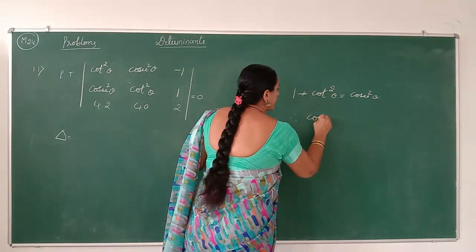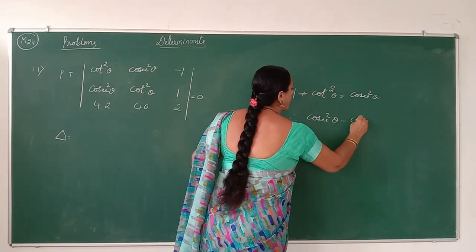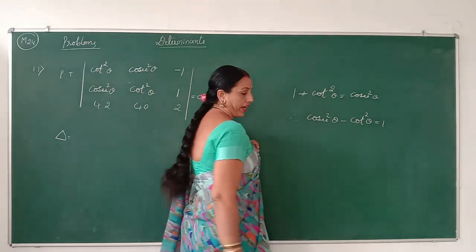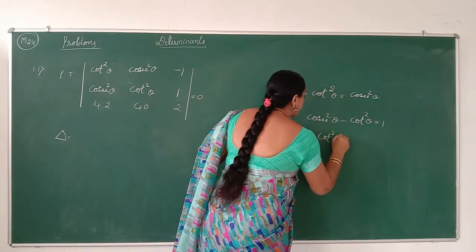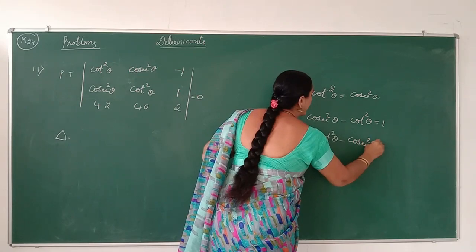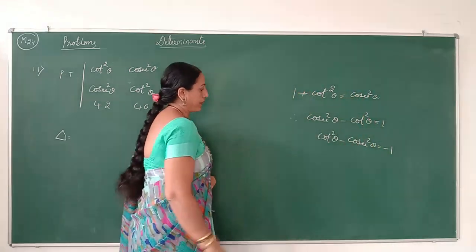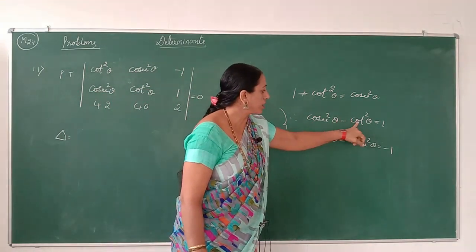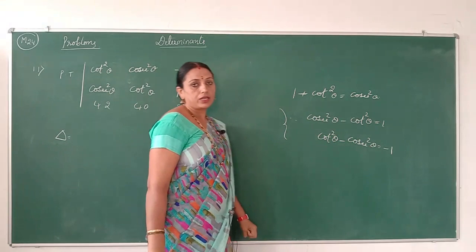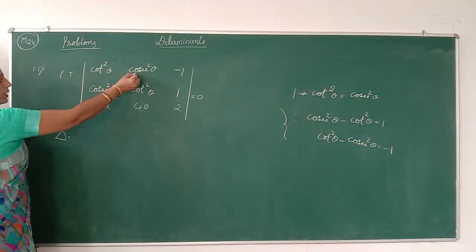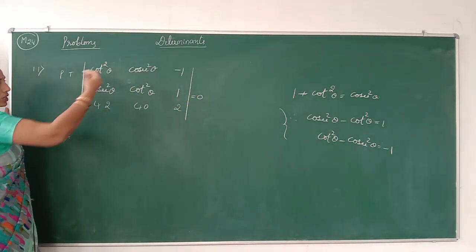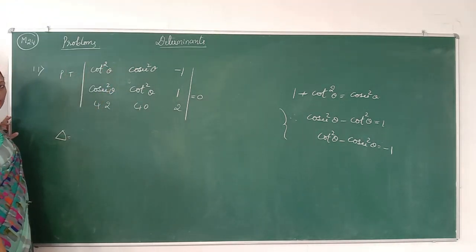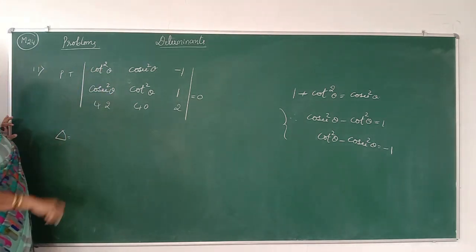Therefore, cosecant square theta minus cot square theta is equal to 1. Otherwise, cot square theta minus cosecant square theta is nothing but minus 1. So by using these two results, if the subtraction of any two elements is in the form of a standard result, then these two elements are subtracted either row wise or column wise. So C1 can be changed with C1 minus C2, or R1 can be changed with R1 minus R2.